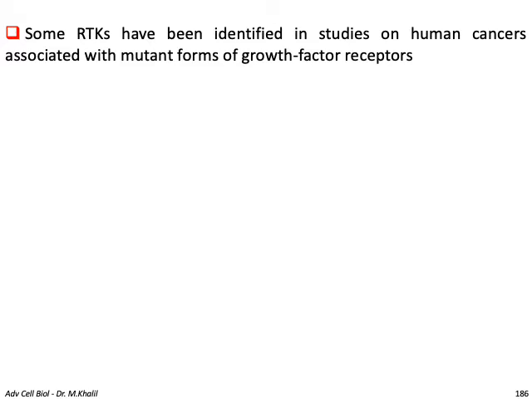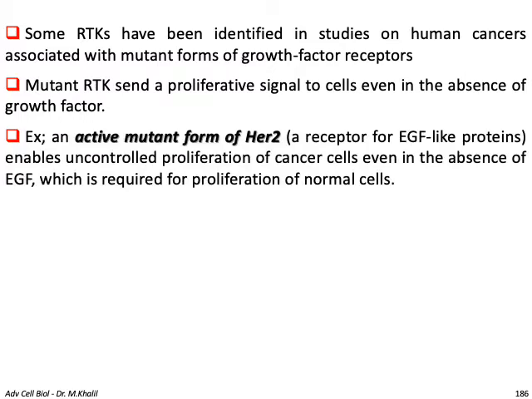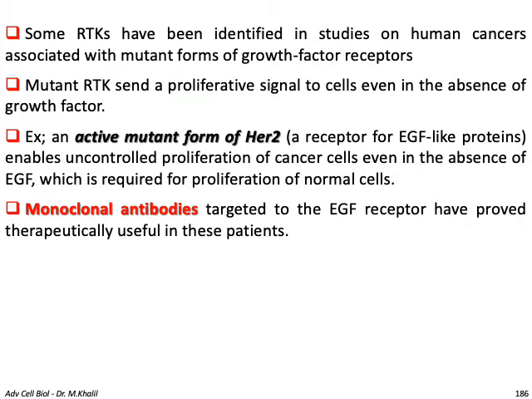Some RTKs have been identified in studies on human cancers associated with mutant forms of growth factor receptors. Mutant RTKs send a proliferative signal to the cell even in the absence of growth factors, so it is always switched on. An example is the active mutant form of HER2, a receptor for EGF-like proteins. This enables uncontrolled proliferation of cancer cells even in the absence of EGF, which is required for proliferation of normal cells. So monoclonal antibodies designed to target the EGF receptor have proven therapeutically useful in these patients.